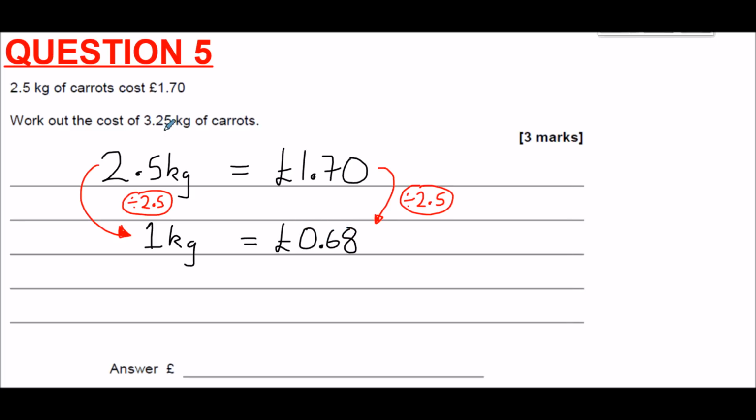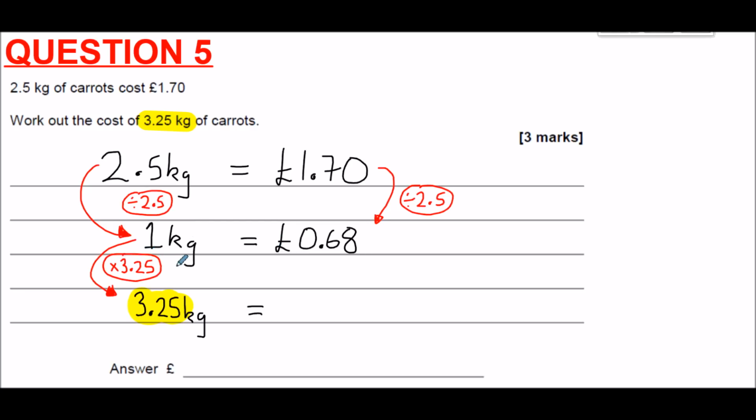But of course we don't want just 1 kilogram, we're wanting 3.25 kilograms. But once you've worked out the price of 1 kilogram, which we have now, the rest isn't too bad. And so 3.25 kilos, which is what we want to work out, what we need to do is go from 1 kilo up to 3.25 kilos. And so we do that by multiplying by the amount we want. 1 multiplied by 3.25 gives us the 3.25 kilograms we want.